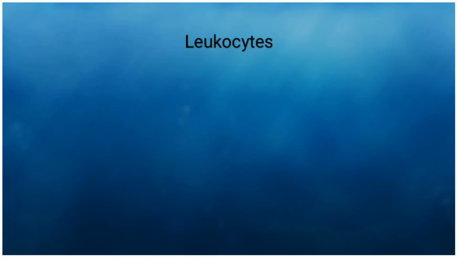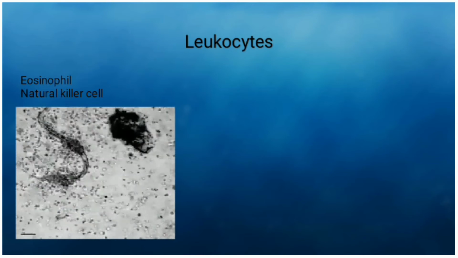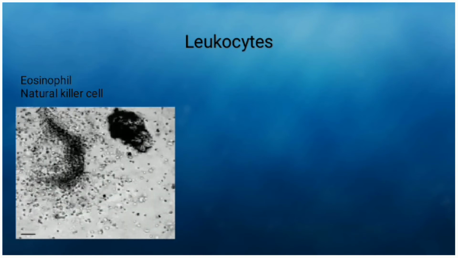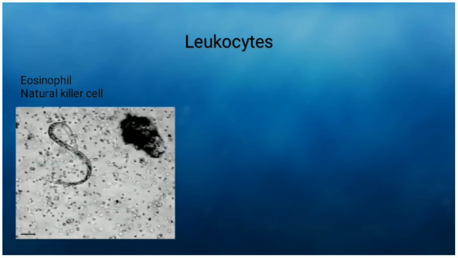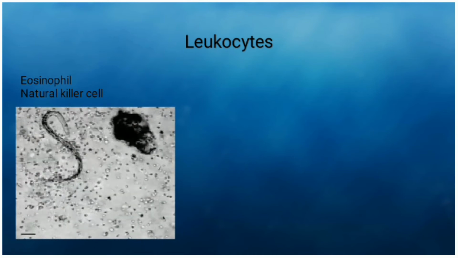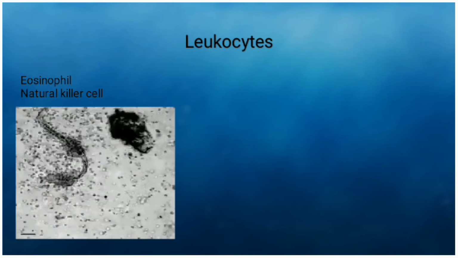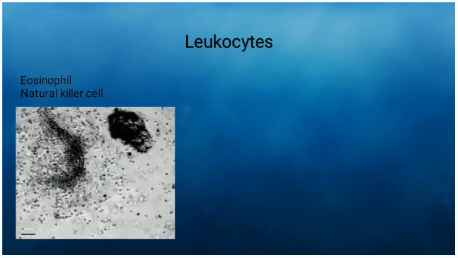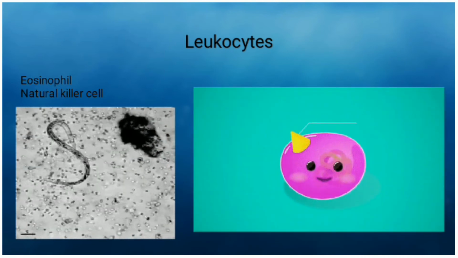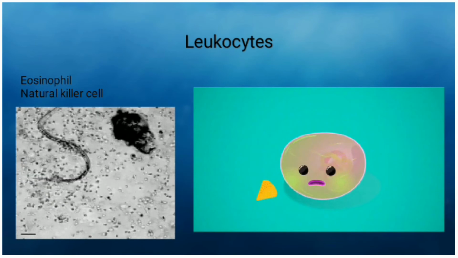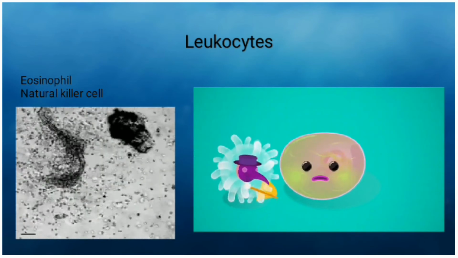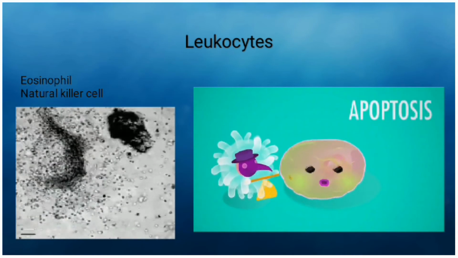The last two leukocytes are eosinophil and natural killer cell. Although eosinophils can perform phagocytosis, they are considered relatively weaker phagocytes. So their main role is to kill parasites that are too big to be phagocytosed. Unlike the other leukocytes that I mentioned before, the natural killer cell is a type of leukocyte that can kill our own cells that have been infected.